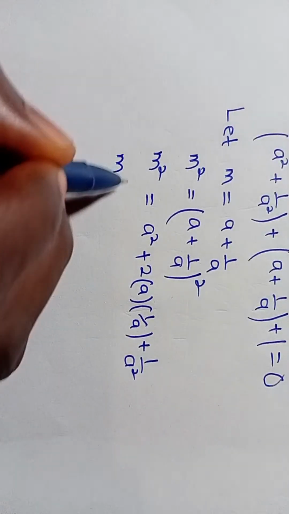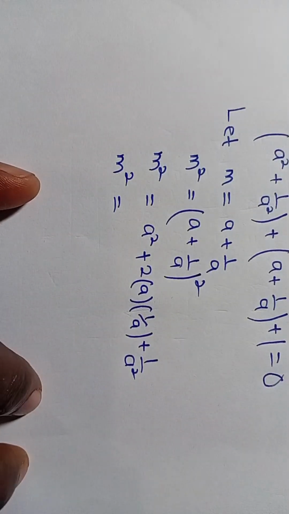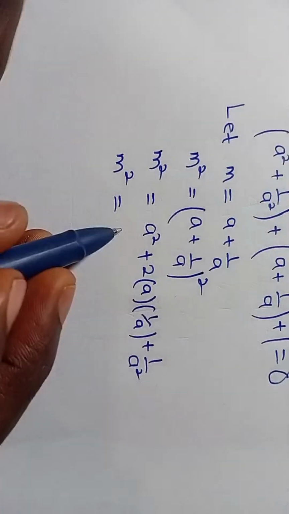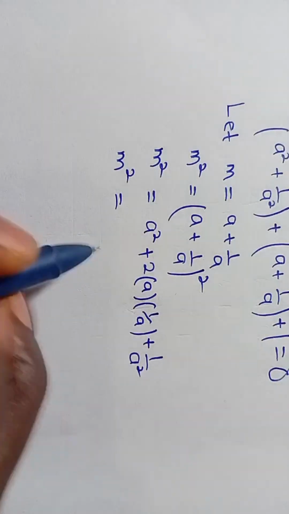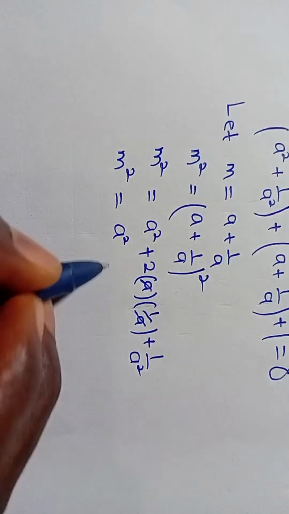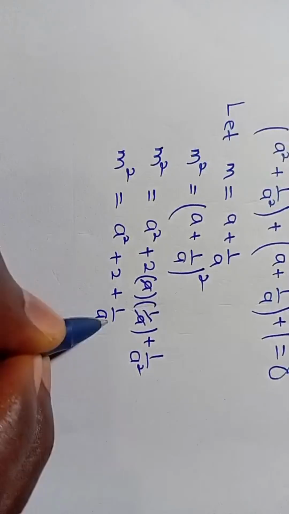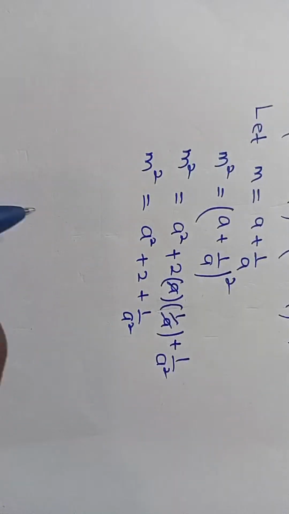So we have m squared, we have this to be a squared. This cancels out this. We have plus 2 plus 1 over a squared.